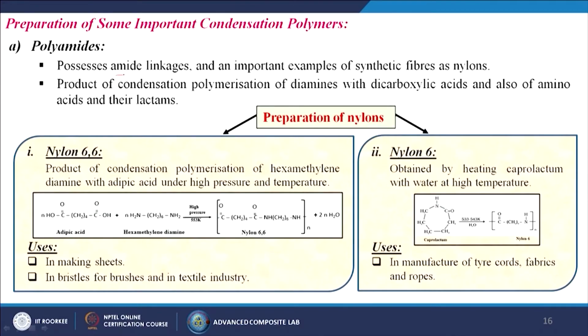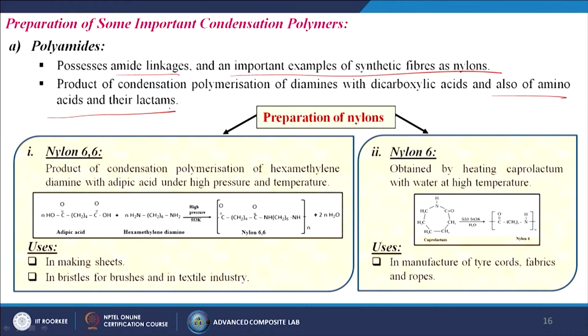Next, we are going to discuss the preparation of some important condensation polymers. The first is the polyamides, which possess amide linkages and are an important example of synthetic fibers, the nylons. They are products of condensation polymerization of diamines with dicarboxylic acids, and also of amino acids and their lactams.